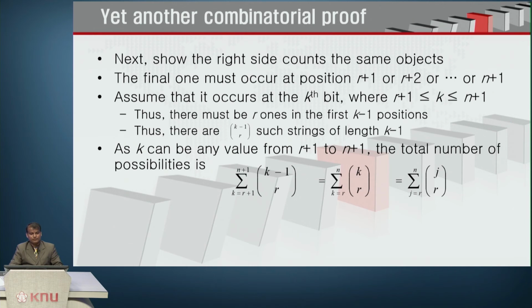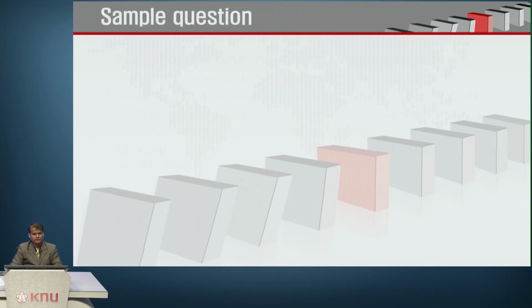Basically, if you identify the actual relation, initially k is from r plus 1, but here k is from r, and again j is from r. Thus with this we can also say it is similar to the one we have just seen.